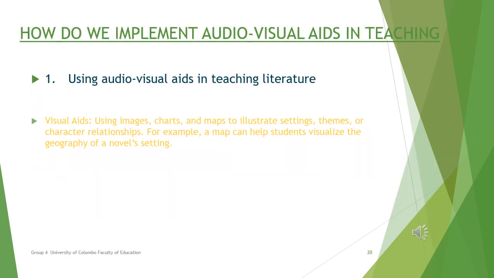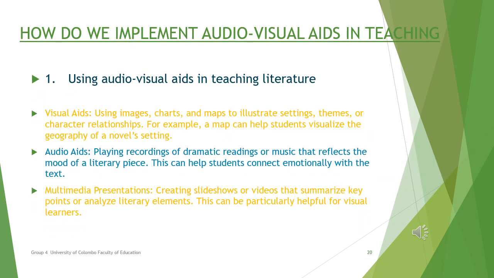Let's see how we implement audiovisual aids in teaching. In teaching literature, we can use visual aids, using images, charts and maps to illustrate settings, themes or characters' relationships. And also we can use audio aids, playing recordings of dramatic readings or music that reflects the mood of the literary piece.